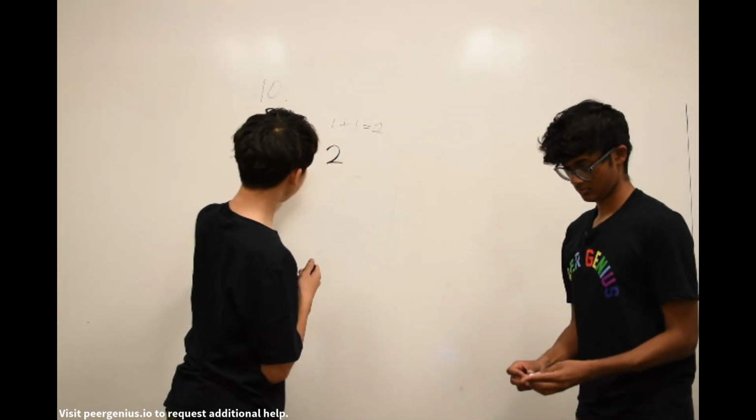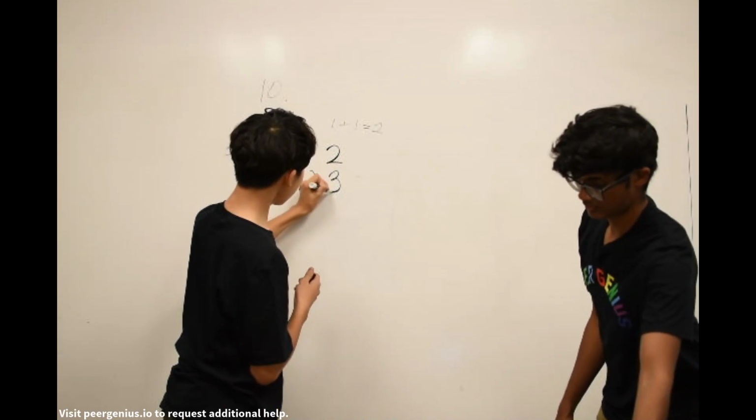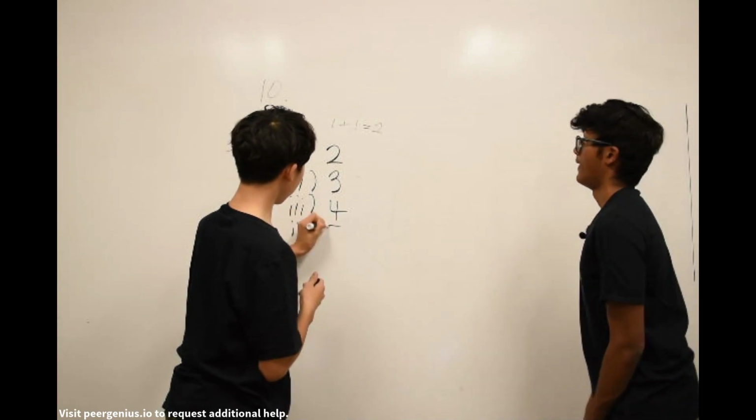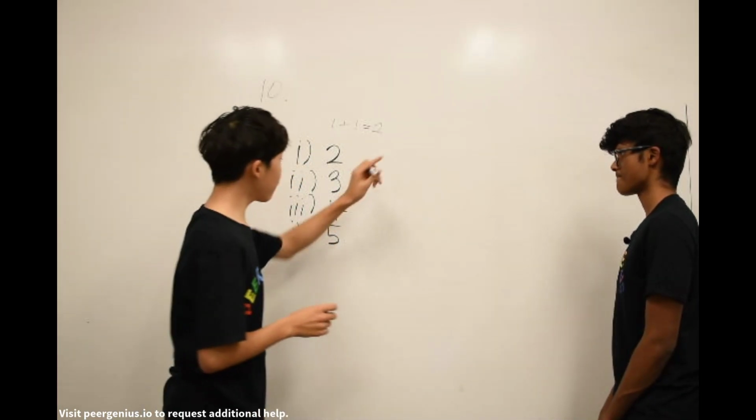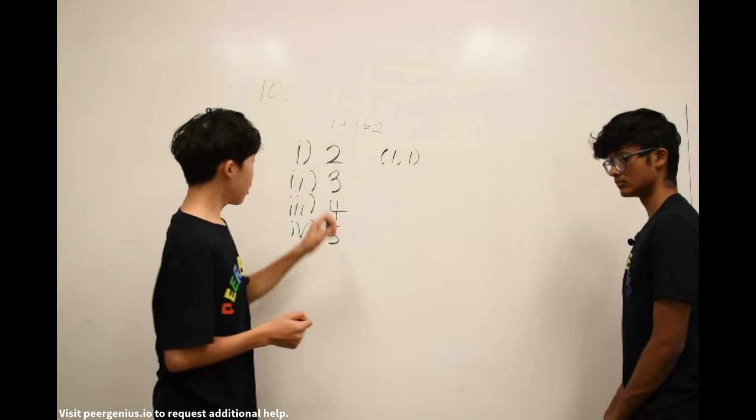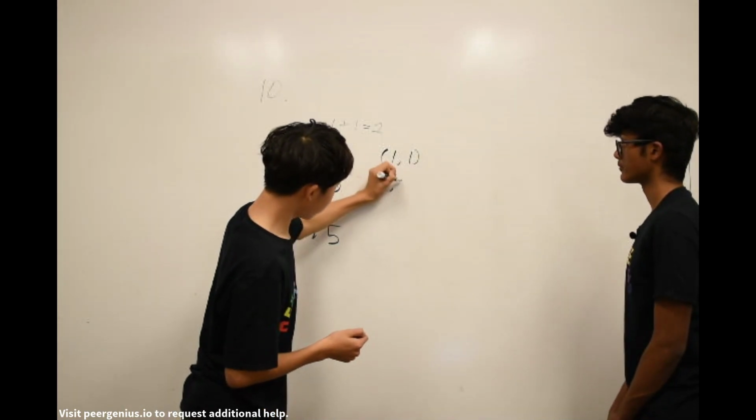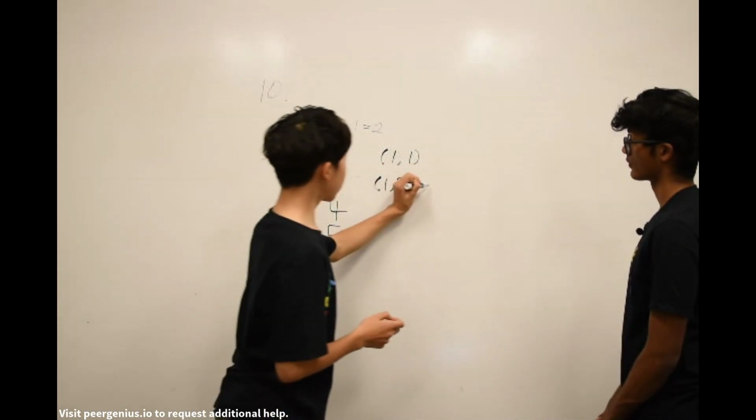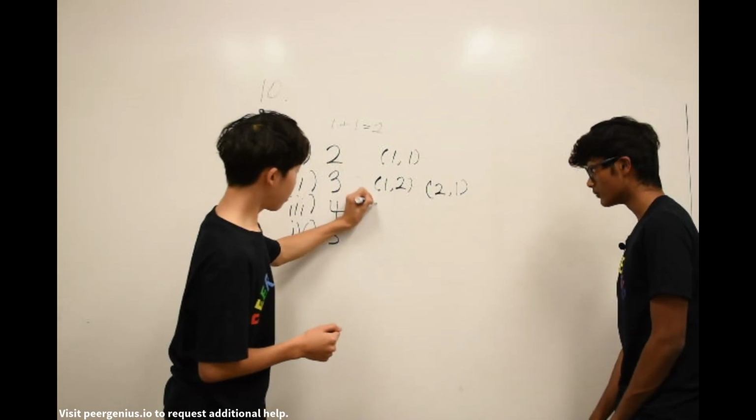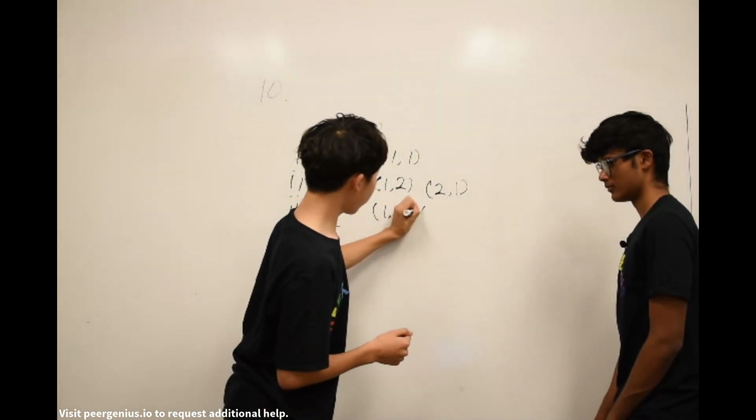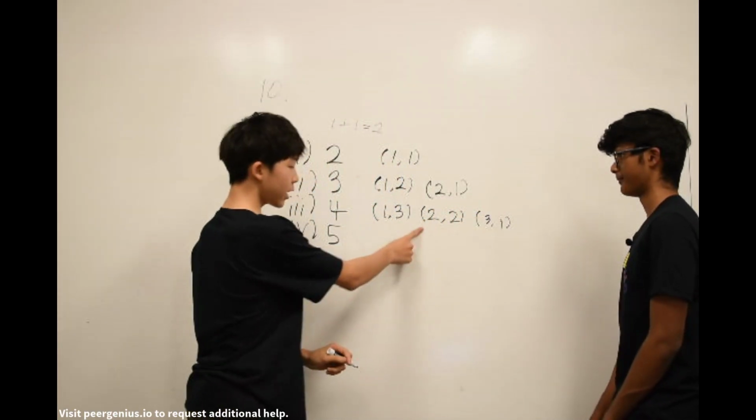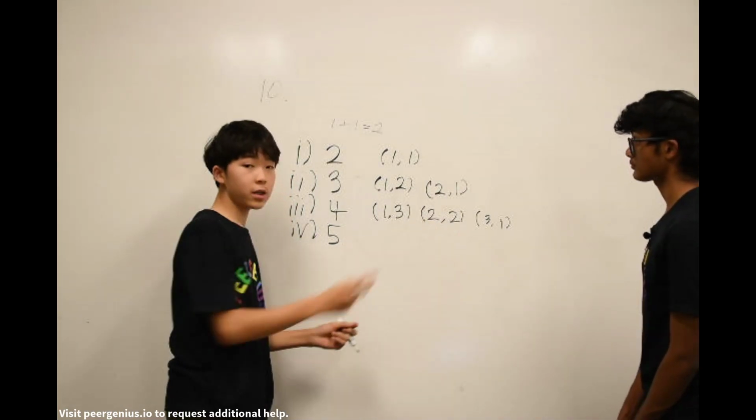where the sum is 2, 3, 4, or 5. To get a sum of 2, there's only one possible case, which is 1 and 1. To get a sum of 3, there's 1 and 2. However, the order matters, so there's the flipped version, 2 and 1. That's 2 cases. For 4, similar principle: 1 and 3, 2 and 2, and 3 and 1. For 2 and 2, if you flip it, you get the same one, so we only consider it once.